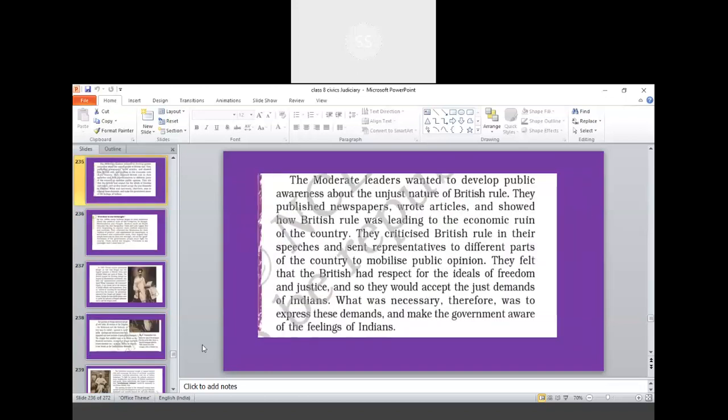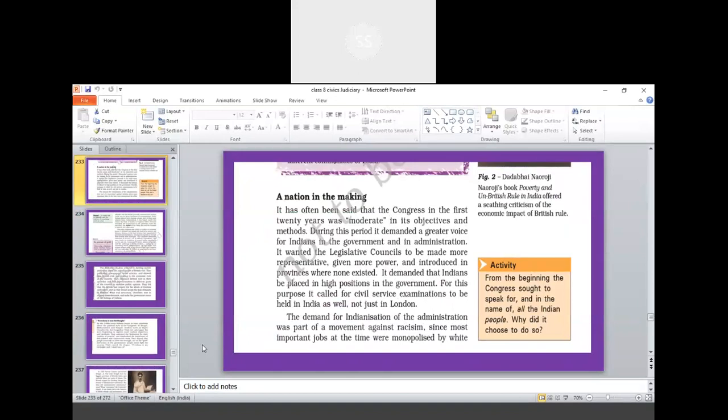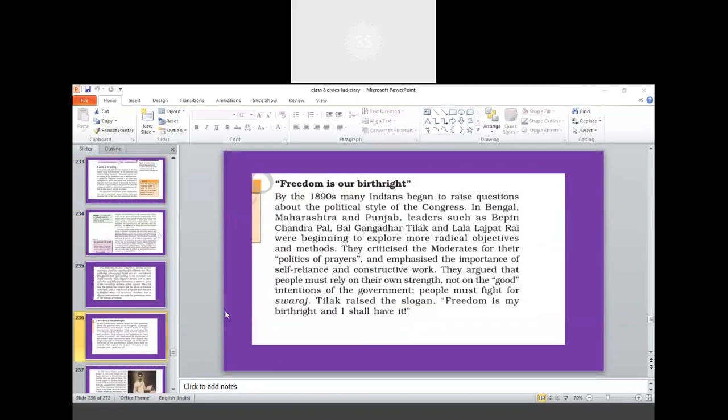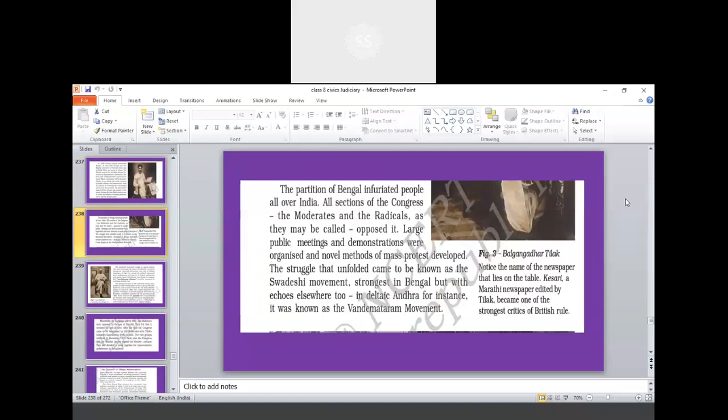Okay, I repeat. So Indian National Congress fought for freedom under three different styles. First, 1885 to 1905, called the moderate phase. Moderates and radicals, you can see here. Radical phase.